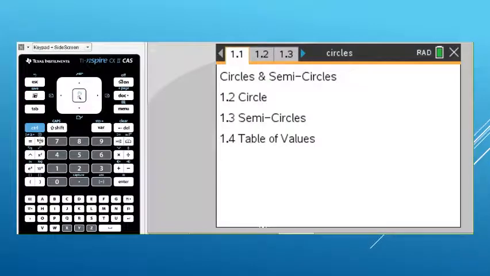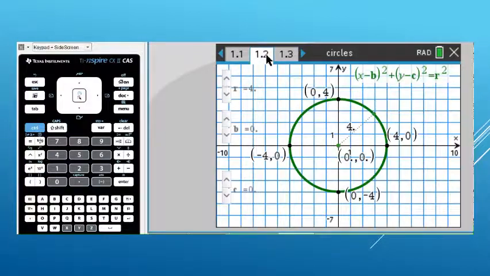Here we are, a little applet to demonstrate the calculator with circles and semicircles. So let's have a look. Here you can change the three things that can be changed. Here's where the centre is, the point (b, c). At the moment the centre is the origin, 0, 0, and the radius is 4. So you can see there at every point the radius is 4.